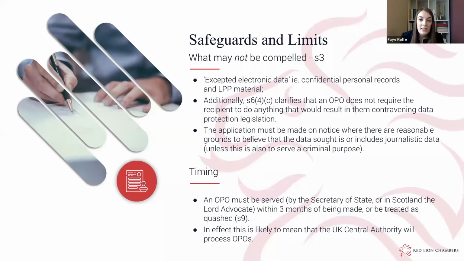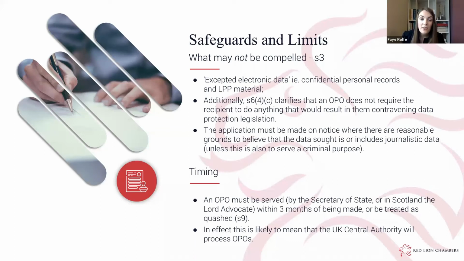The applications must additionally be made on notice where there are reasonable grounds to believe that the data sought either is or includes within it journalistic data. And that's set out in Section 12(3) of the Act, unless that data is there to serve a criminal purpose. Or you can get away with giving notice if it would prejudice an investigation of an indictable offence or a terrorist investigation, and it's not reasonably practicable to establish the person's identity so as to enable the service to be effected.